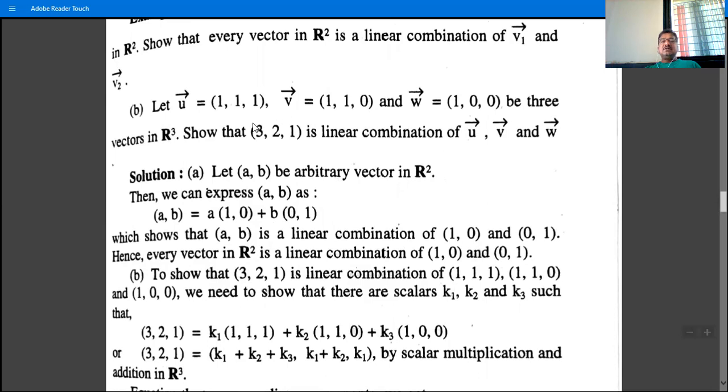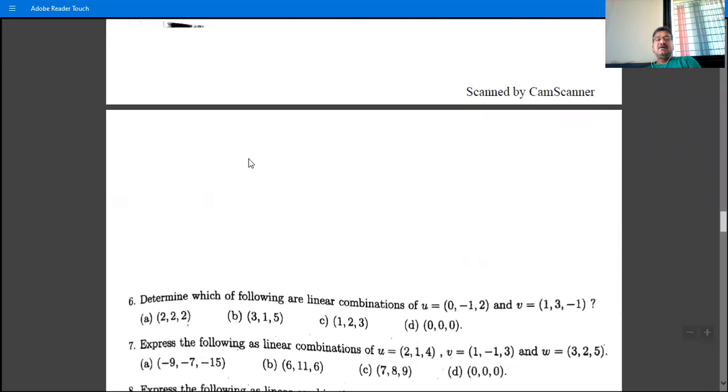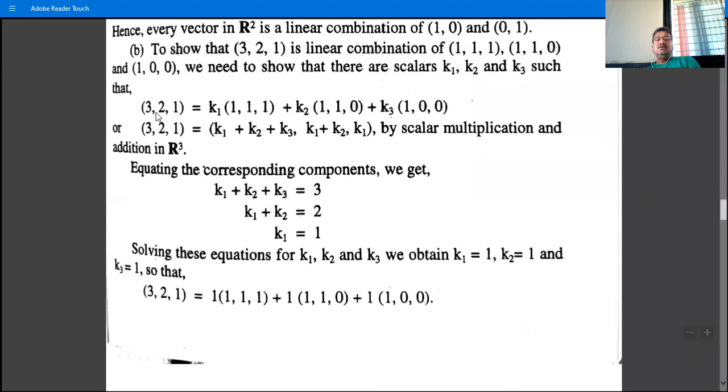So write this first sentence, with x bar as the notation for (3, 2, 1): let k1, k2, k3 be scalars such that (3, 2, 1) is equal to k1 into u bar plus k2 into v bar plus k3 into w bar. Then substitute the values.